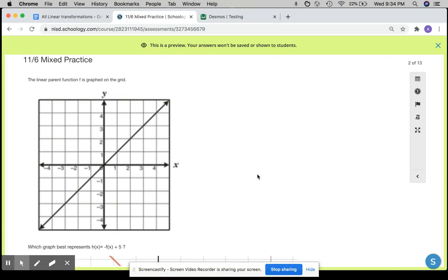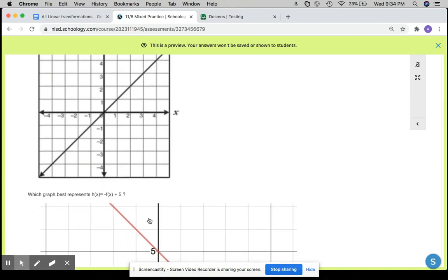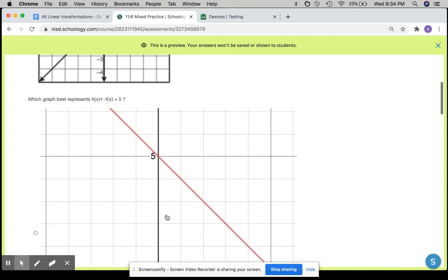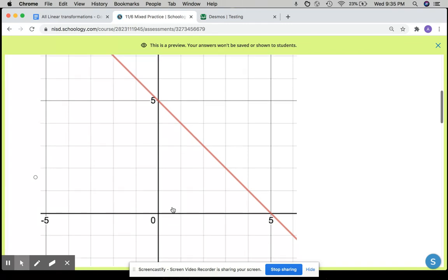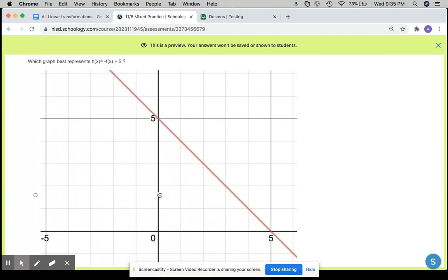Next question. The linear parent function is graphed on the grid. The question is asking which graph best represents h of x equals negative f of x plus 5. So you want to recognize what the transformations are given the new function. The negative on the outside is a reflection, and the plus 5 on the outside is going up 5. Reflection means it changes my slope to be negative. So I'm looking for a negative slope. That's here, and it moved my graph up 5.